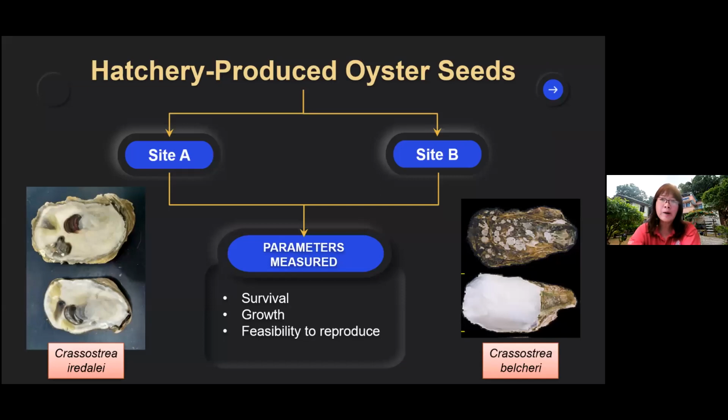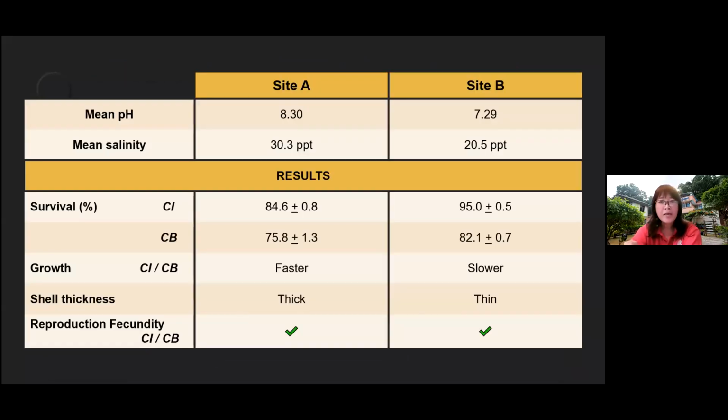What we do is we use hatchery produced oyster seeds, meaning that we expose the oyster seeds to both sites, using 2 species, which are Crassostrea iredalei and Crassostrea belcheri. Both of these species are commercial oyster species being used in Malaysia. These oysters are exposed to 2 different sites, and the parameters measured are the survival, the growth, and feasibility to reproduce. This is the quick result of the adult oysters.